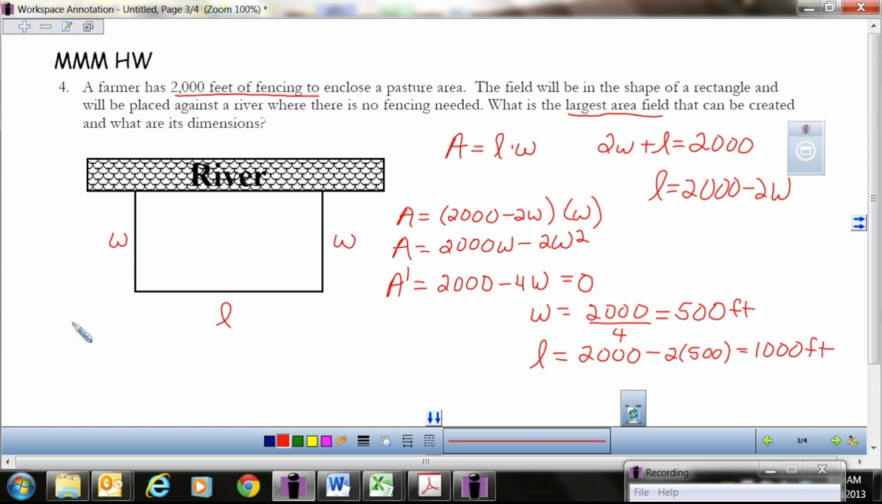And so I'm going to put my answer over here, in green after. Oh, Christmas is coming on. So my width is 500, that's my maximum. My length is 1,000. And my maximum area is 500 times 1,000, which equals, I'm going to add 3 more zeros, 1, 2, 3. 500,000 feet squared.